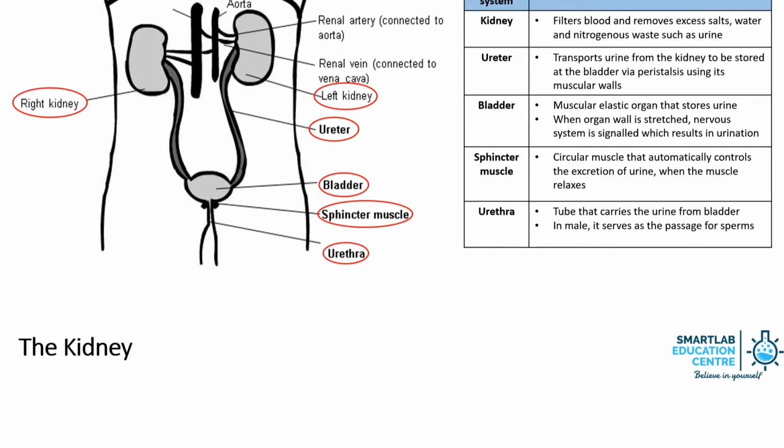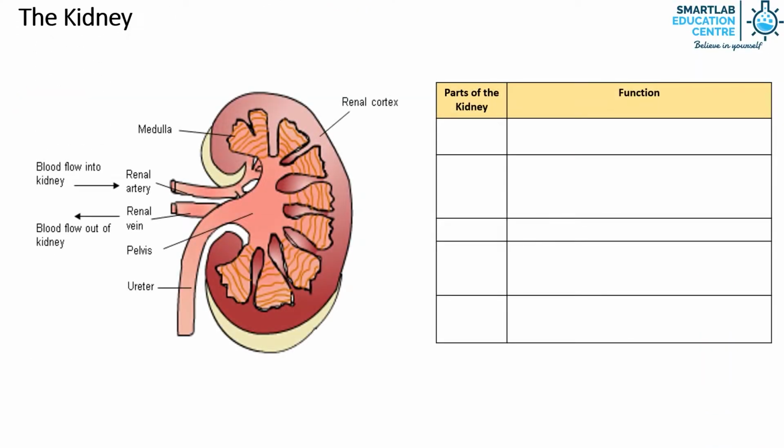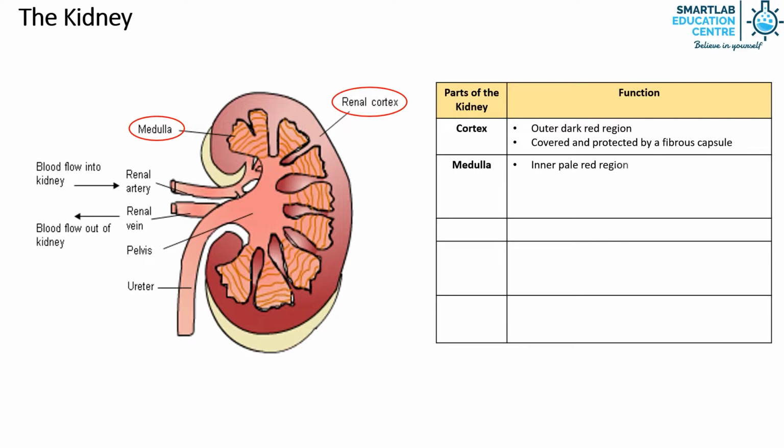Now, let's zoom into the parts of the kidney. First, we have the cortex, which is the outer dark red region. The cortex is covered and protected by a fibrous capsule. Next, we have the medulla, which is the inner pale red region.